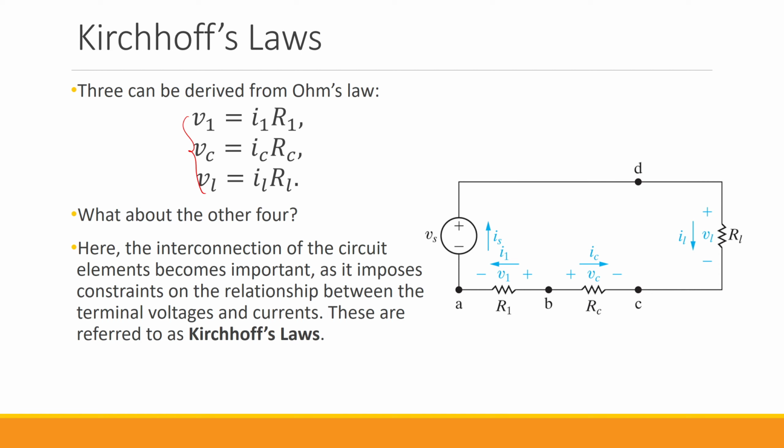So out of the 7 equations that we require, 3 of them can be easily found using Ohm's laws that show the relationship between the voltage across and the current that goes through each one of these resistors. But what about the last 4 equations? How can we come up with those equations?